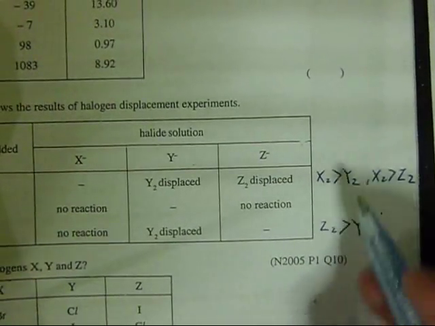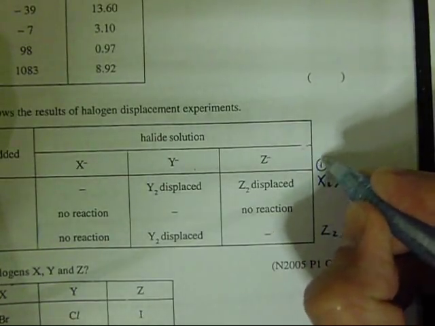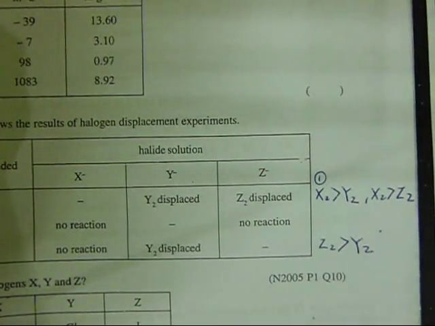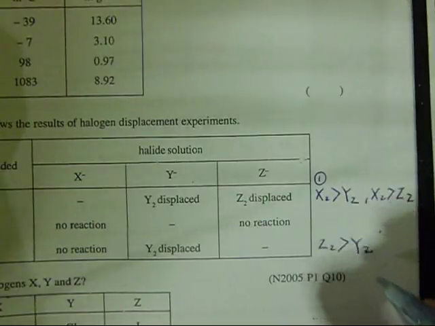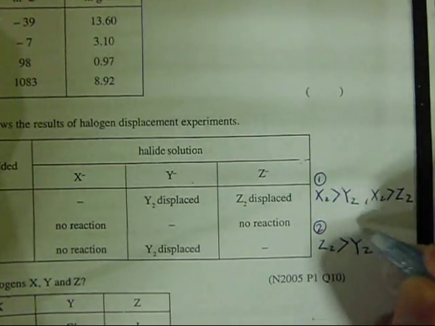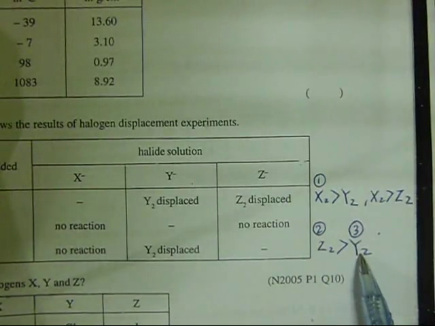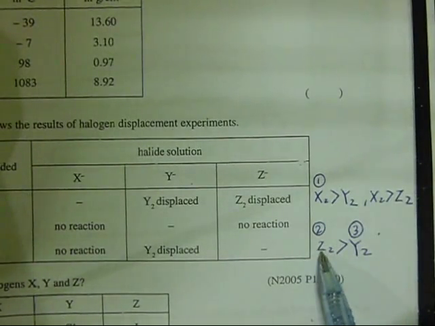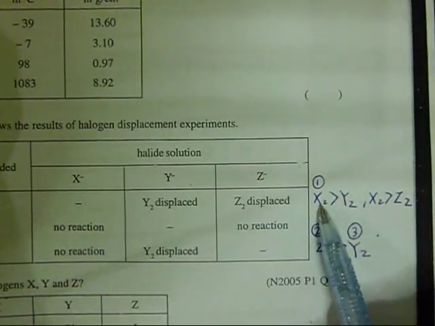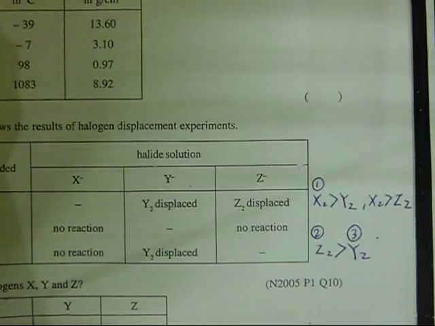we can see that the most reactive is actually X, number one. The second most reactive is Z. The third most reactive is Y. Why? Because Y is less reactive than Z. Y is less reactive than X. There are only three of them, so Y is the least reactive.